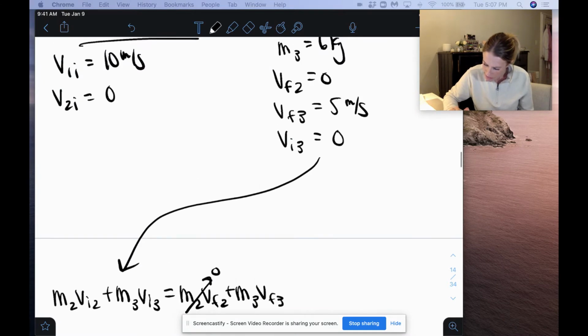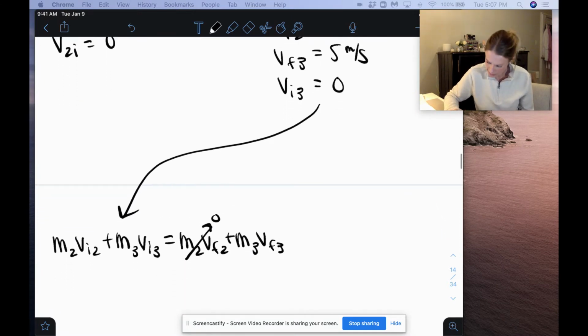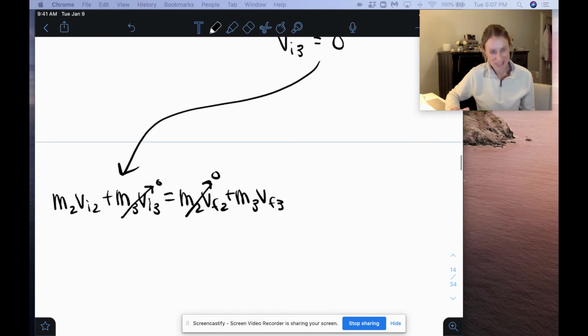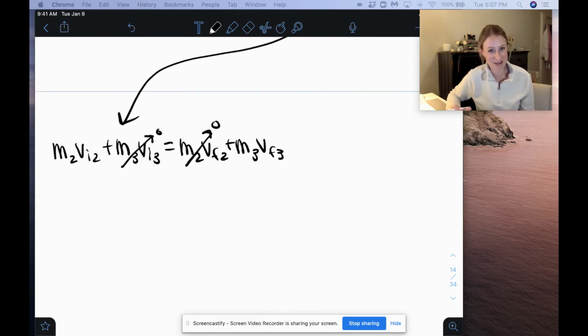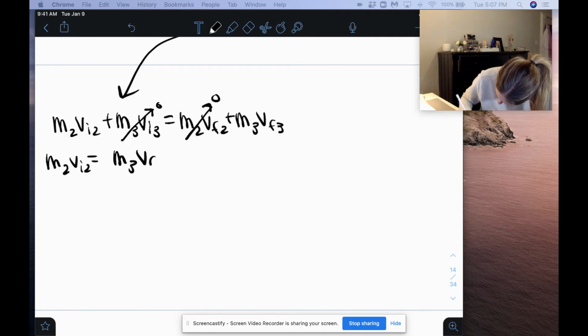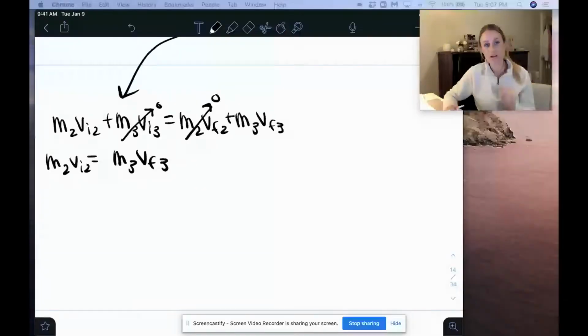I also know that the initial velocity for block 3 is 0. So this whole term cancels out, which helps us because it simplifies our equation way down, right? So we get mass 2 V initial 2 equals mass 3 V final 3. Now that's conservation of momentum.